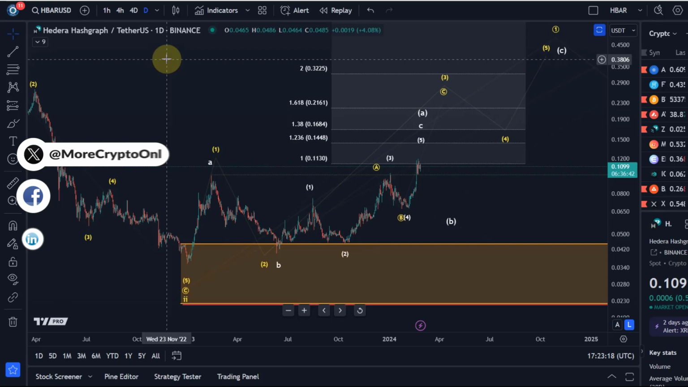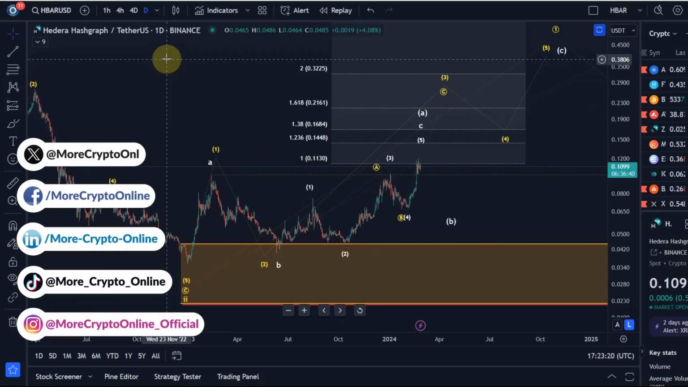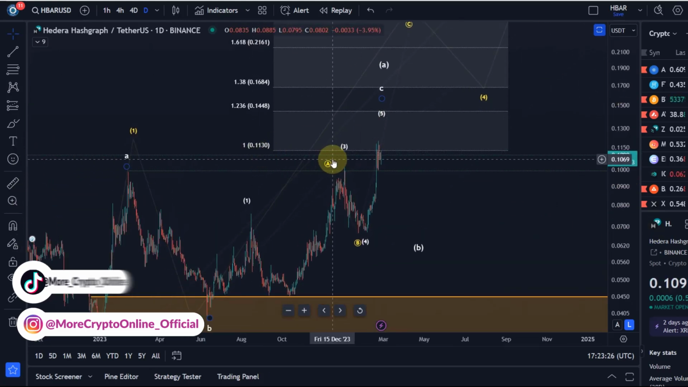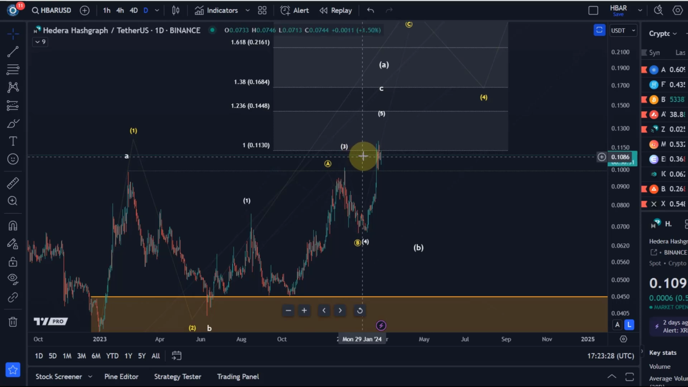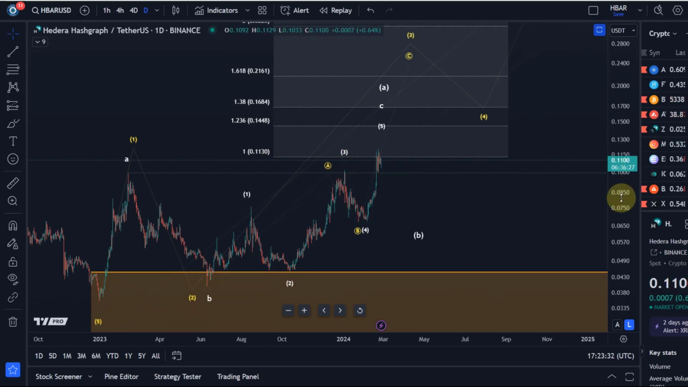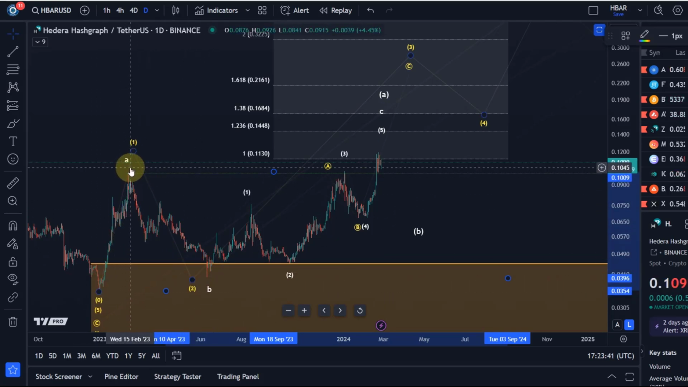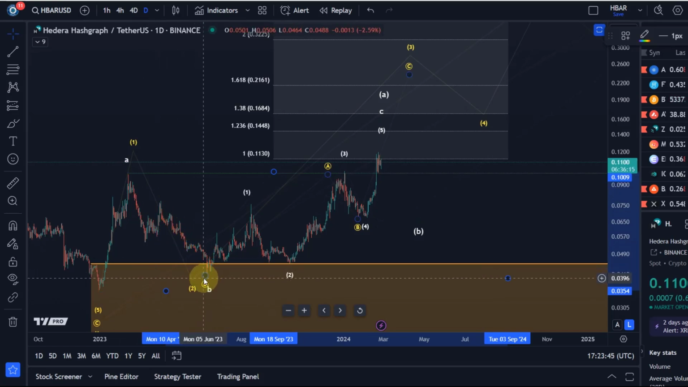On the HBAR chart, the price is still consolidating just below the 11.3 cent level. Basically the 11 cent level, 11.3 cents. It's the 100% extension level of the initial A wave to the upside here. And basically what we do, we take the length of that A wave, then we measure, compare against the low of the B wave, and that gives us a target for a C wave.